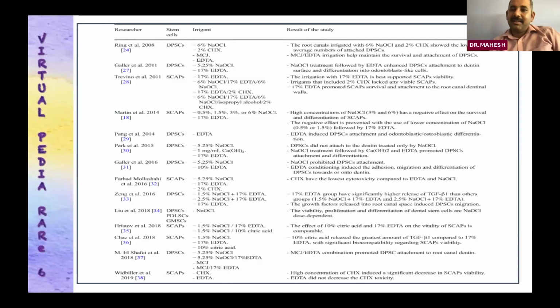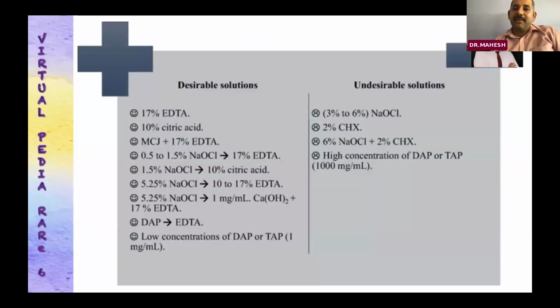The recommended concentration, as the protocol says, is 0.5 to 1.5% sodium hypochlorite for any regenerative procedures. And chlorhexidine is not indicated for any regenerative procedures. So if you take up the desirable and the undesirable solutions, these are the desirable solutions for any regenerative endodontic procedures: we can use 17% EDTA, 10% citric acid, and 0.5 to 1.5% sodium hypochlorite. Whereas contraindicated are higher concentrations of sodium hypochlorite and chlorhexidine. All these are contraindicated for regenerative endodontic procedures.